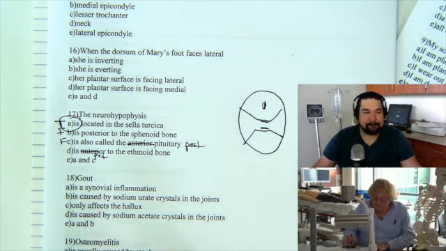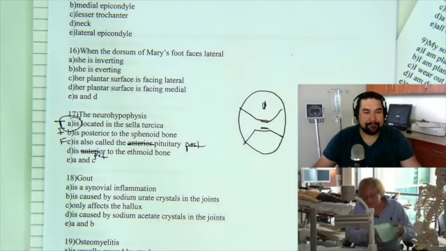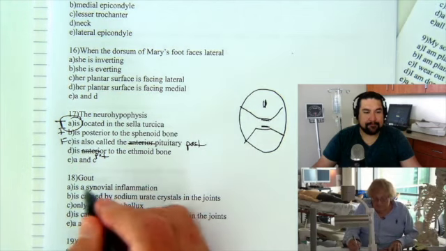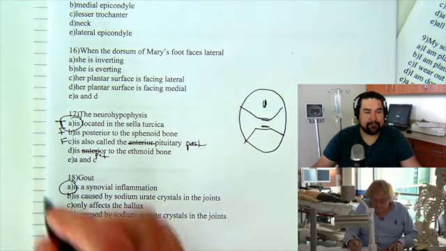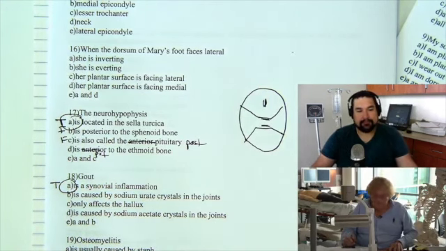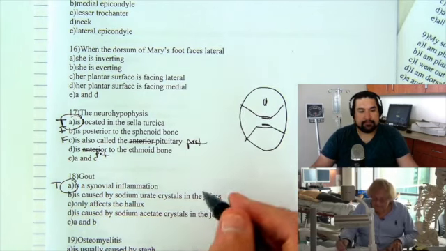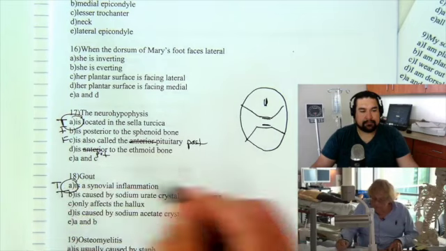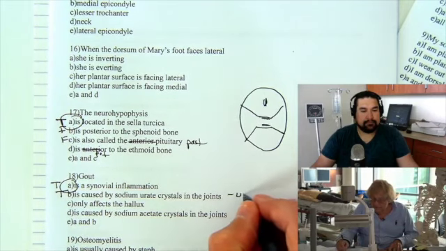Well, gout is an inflammation of the big toe, but it doesn't just affect the big toe. So is it a synovial inflammation? Absolutely true. It is a synovial inflammation. Is it caused by sodium urate crystals in the joints? Of course, it's caused by uric acid in the joints, so that's true. Because sodium urate could also be called uric acid.